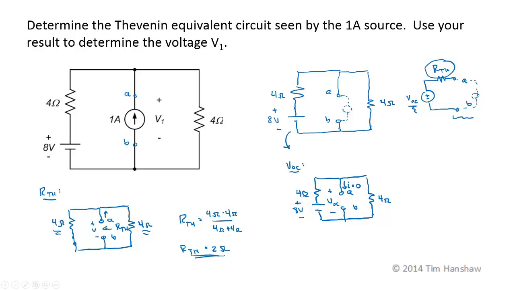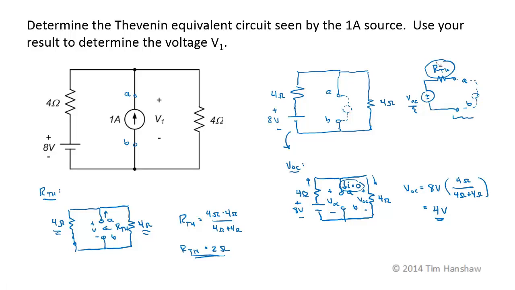So this circuit is simply a voltage divider. This 4 ohm resistor is in series with this 4 ohm resistor since there's no current here. So VOC is the total voltage, 8 volts, times 4 ohms, which is the voltage across this guy, which is VOC, over 4 ohms plus 4 ohms. So this becomes 4 volts.